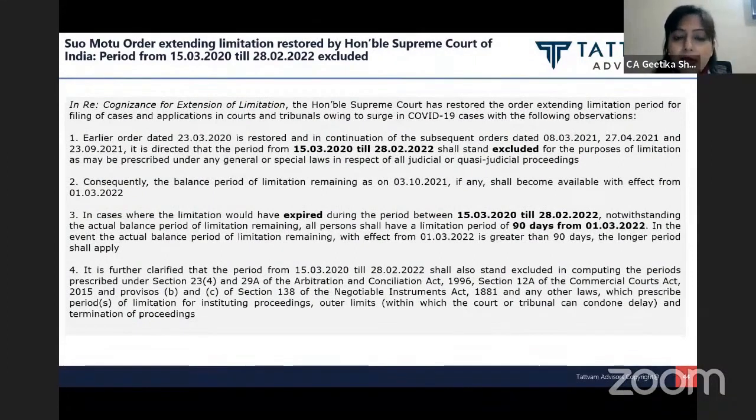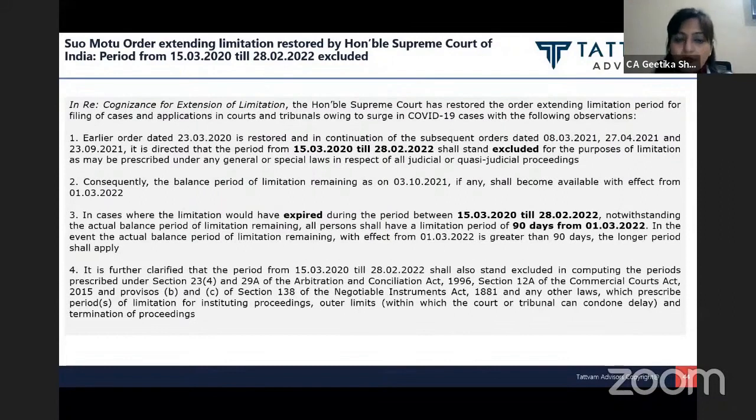The first one being very important, the Supreme Court's order on, again, because of the COVID scenario coming again and again, the limitation period, which was getting over in 2020, got extended till October 21. Now again further extension has been granted. So the period from 15th March 2020 till 28th February 2022 is excluded for calculating the limitation.